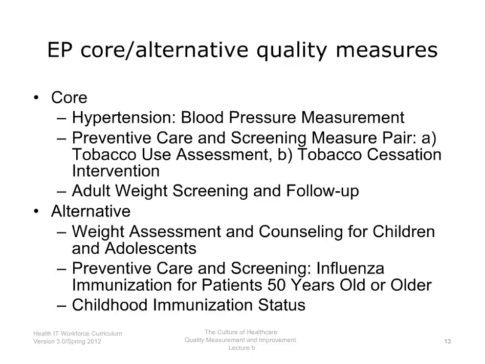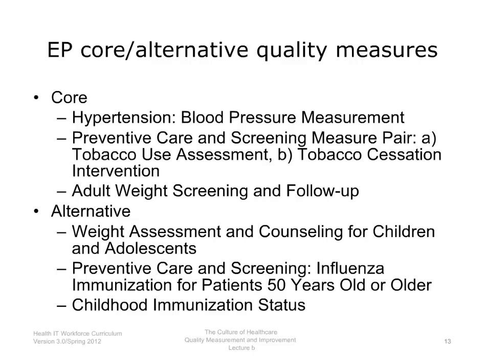This slide shows the 3 core quality measures for eligible professionals. The first of these measures is blood pressure measurement for patients with hypertension. The second measure is assessment of tobacco use, and if it is used, whether a cessation intervention has been made. The third quality measure is adult weight screening and follow-up undertaken for patients who are overweight.